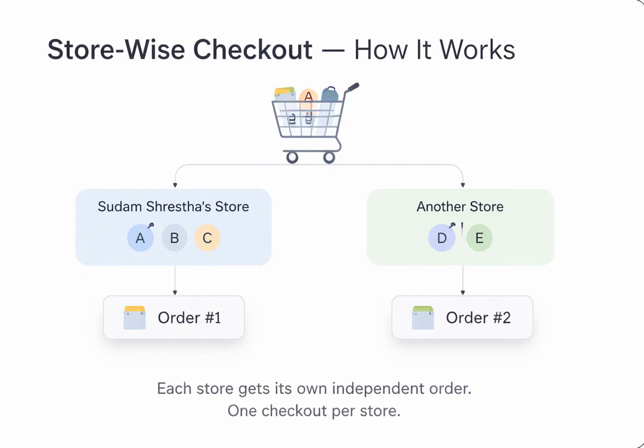So here's how store-wise checkout works. When a user goes to checkout, instead of one big combined order, the system creates a separate order for each store. So if you have items from Sudham Shrestha's store and items from another store, you get 2 separate orders. Order 1 for Sudham Shrestha's store and order 2 for the other store. Each store only sees its own order. This keeps the data clean, the flow simple, and each store's order management completely independent.